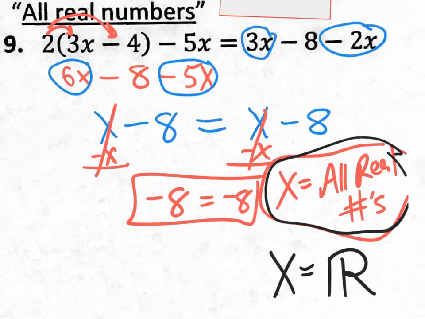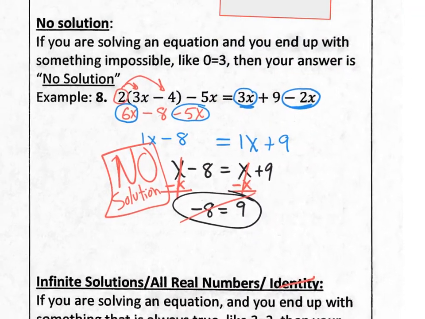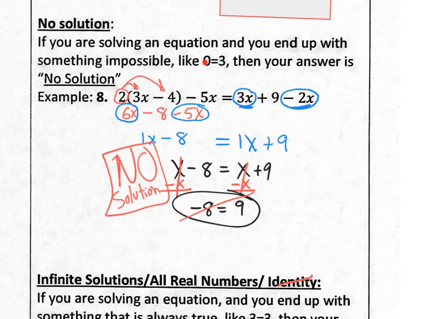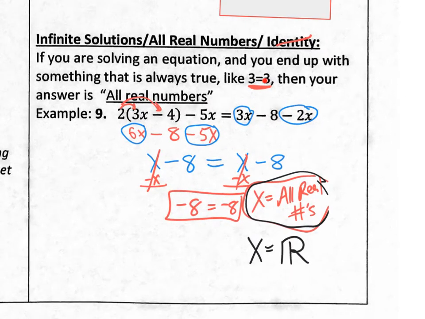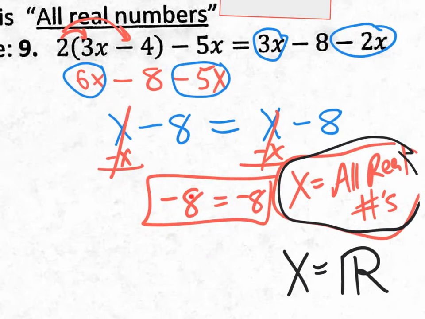So once again, let's go back and review these notes. When you end up with something that's impossible, like 0 equals 3, that's no solution. When you end up with something that's always true, like 3 equals 3, or in this case, negative 8 equals negative 8, then you say x equals all real numbers. Now, why is it all real numbers? Because when does negative 8 equal negative 8? Always. It doesn't matter what x is. As a matter of fact, x is canceled out. So you can make x be 3. It could be 3.5. It could be 50. It could be negative 1,000. x could be any number you want. That's why it's x equals any real number, all real numbers.